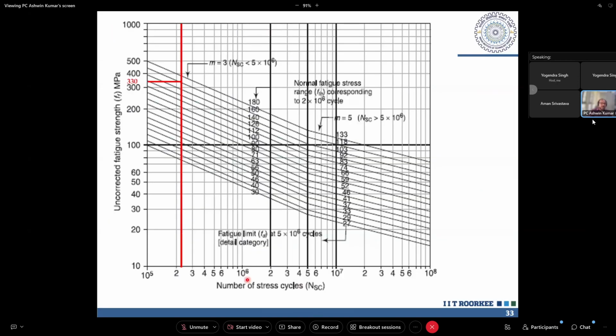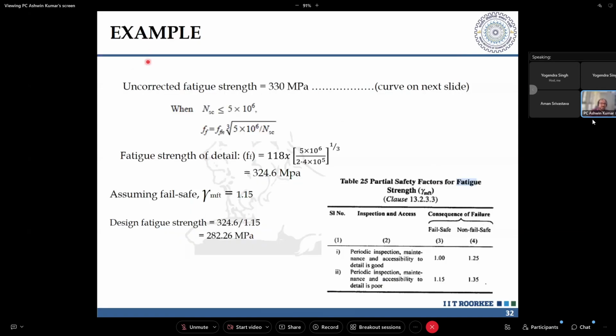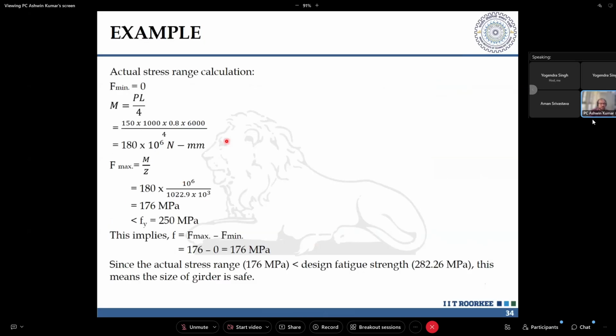And this is how I can directly read from that particular curve as 330, rather than using this equation here. But it's good if you can use the equations and go ahead, right? We got the capacity, the fatigue strength of that particular gantry girder. We have to find out what is the stress range that is generated in that particular gantry girder. So how do we do it?